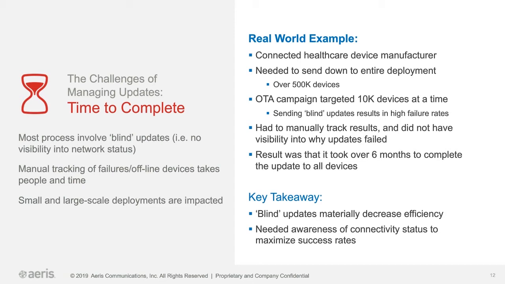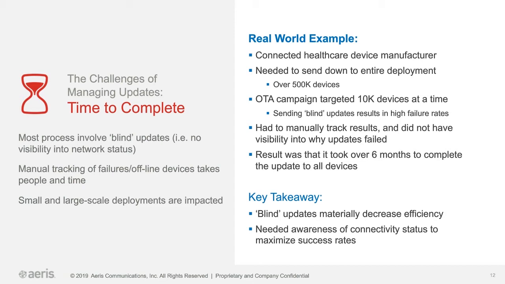If you start trying to send down updates to those devices, you don't have to worry as much about the cost of sending down that update because it won't go through because the device is not online, but it will take a much, much longer time to execute that campaign and ultimately get that device updated, because you then have to start manually tracking which ones went through, which ones didn't go through. And this can happen with both large-scale deployments and a small set of deployments. If you don't know what devices are doing out there in the field, if they're connected, if they're not, it can cause big problems for you.